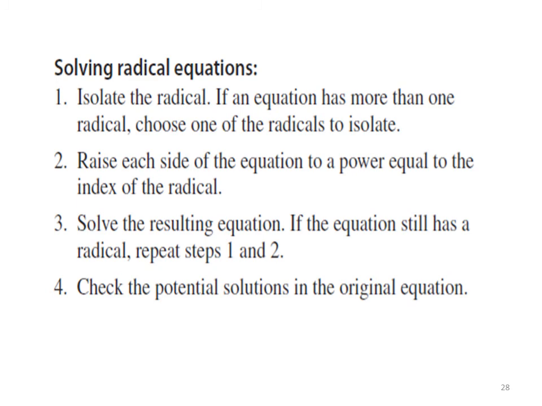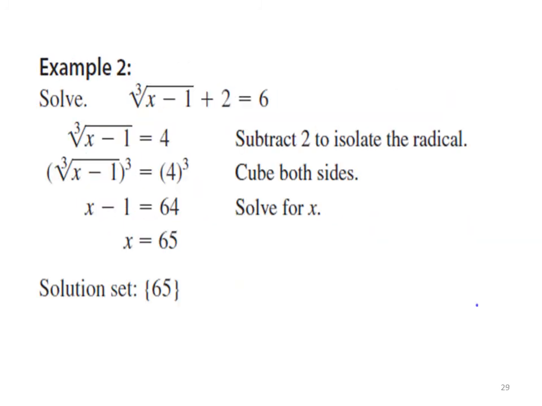Then the next step is to solve the resulting equation. If the equation still has a radical, you can repeat steps 1 and 2. Finally, check for potential solutions in the original equation. So the solution depends on the type of radical. The idea is to try to get rid of the radical and end up with an equation that you can solve. Let's look at an example.